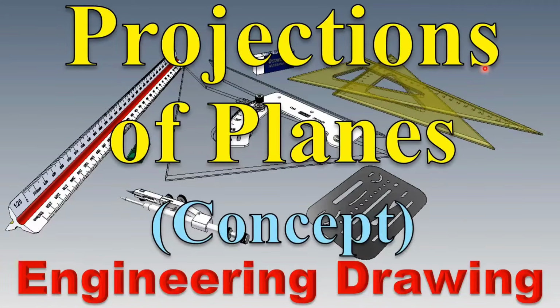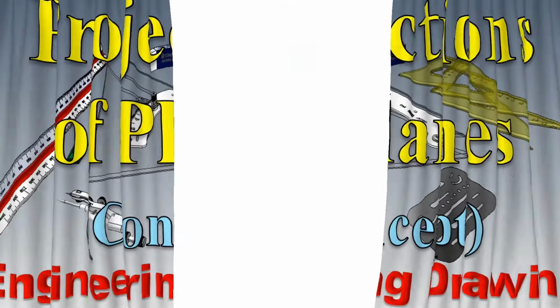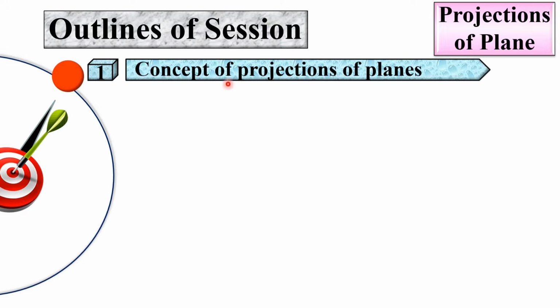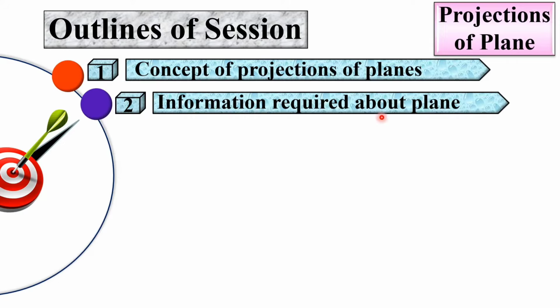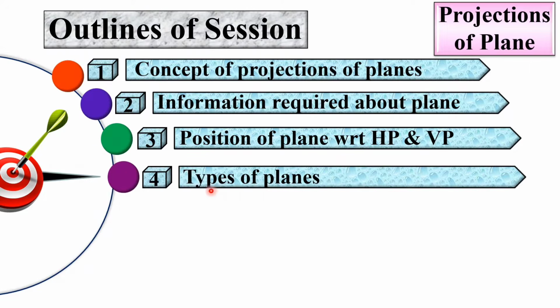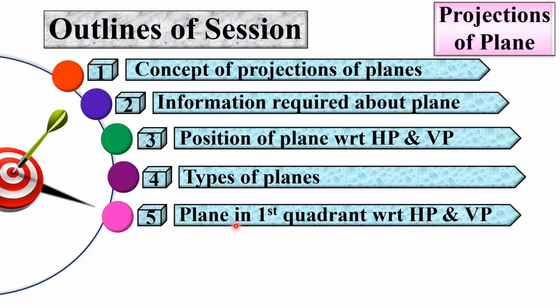Today I'll be explaining projections of planes, especially the concept. So in this session we are going to see the concept of projection of planes, then information required about the plane, next position of the plane with respect to the horizontal plane and vertical plane, next types of planes, and at last we will see a plane in the first quadrant with respect to HP and VP.